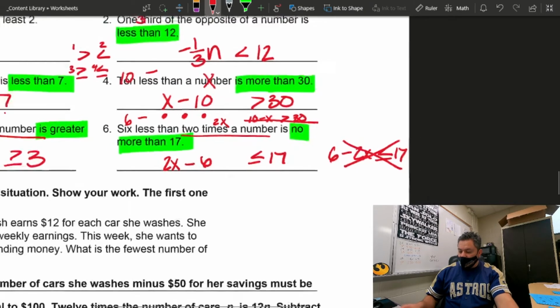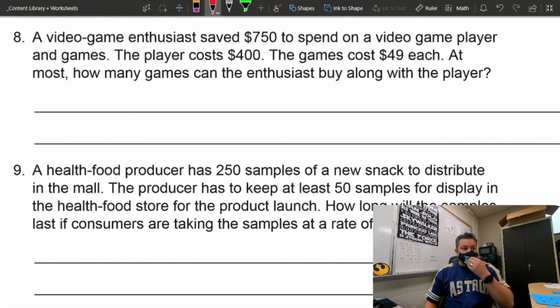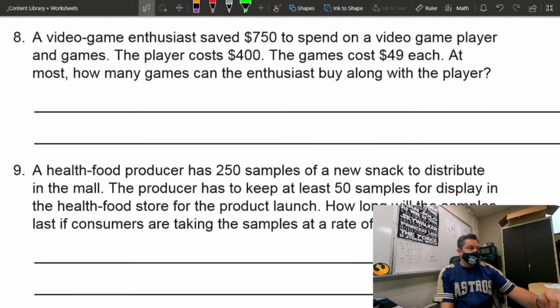All right. Now a real world problem, number 8. A video game enthusiast saved $750 to spend on a video game player and games. The player costs $400 and the games cost $49 each. At most, how many games can he buy along with the player?